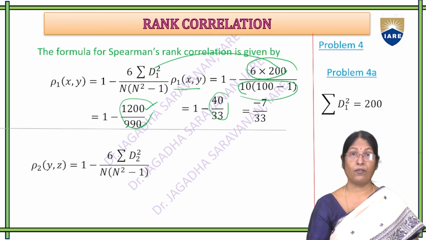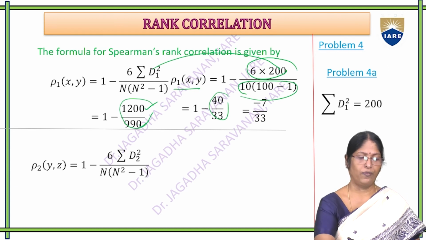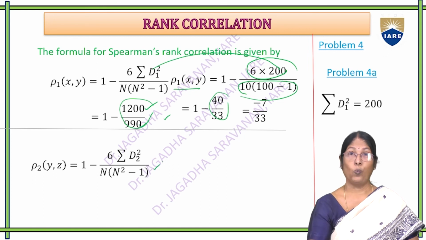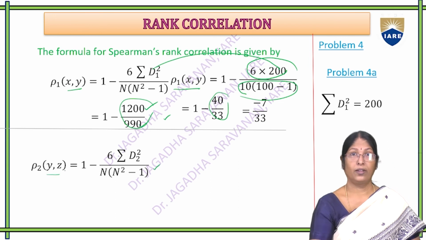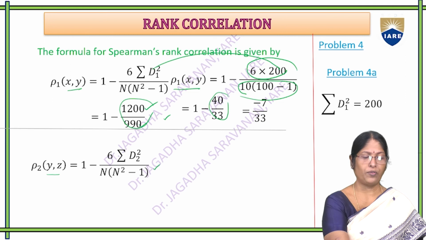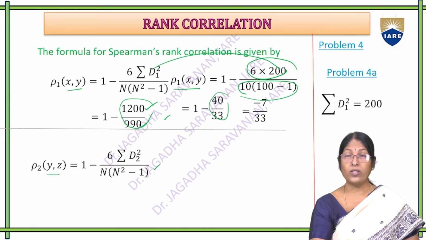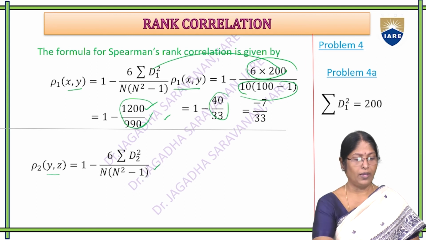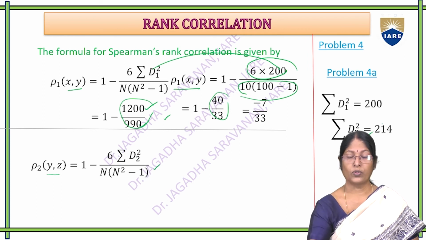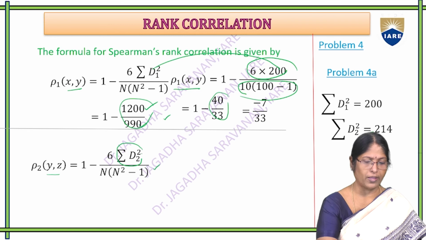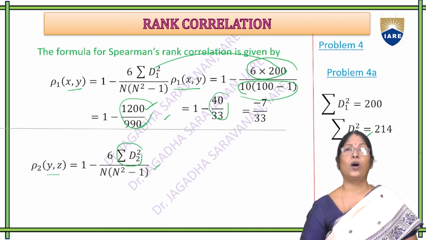Now similarly, we have to do Y and Z. The difference between the first one and this one is here X and Y, here Y and Z. When we are finding the rank correlation for X and Y, the summation D1 square value is substituted. Here for Y and Z, the summation D2 square value is substituted. So summation D2 square equal to 214. So in this particular place, we are going to substitute 214.